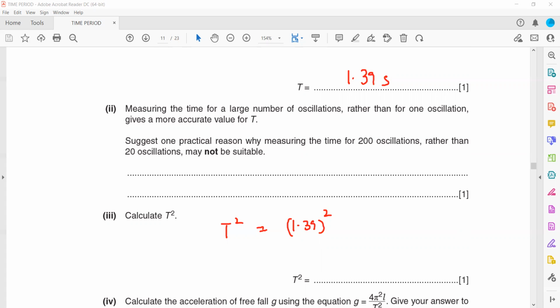1.9321. So the final answer is 1.9321. But when you write your final answer, you should always write in 3 significant figures. So I will write 1.93, and the unit of time is second. So T square will be second square. It's important that you write the unit. If it is not given, you have to write the unit. So 1.93 second square. We just have to square the time period.